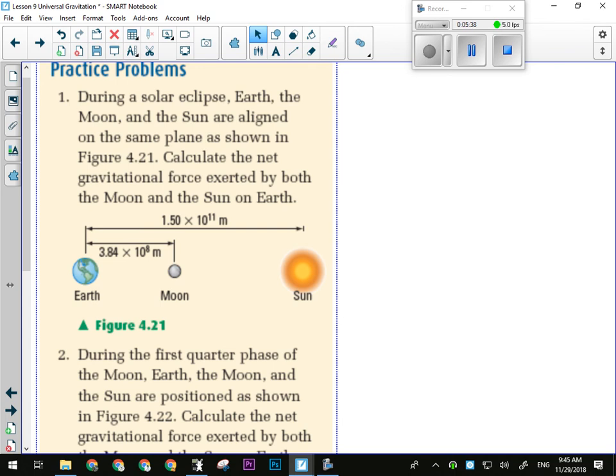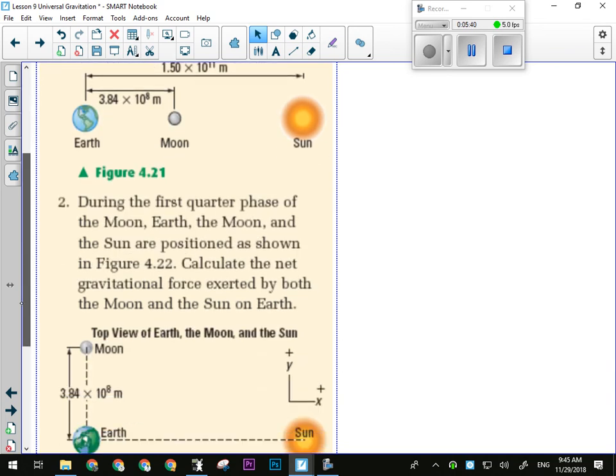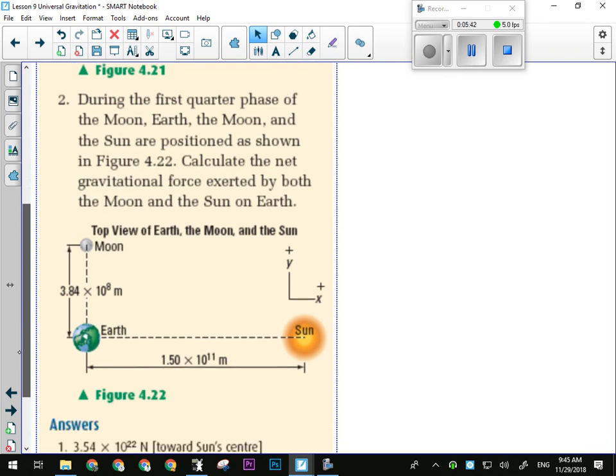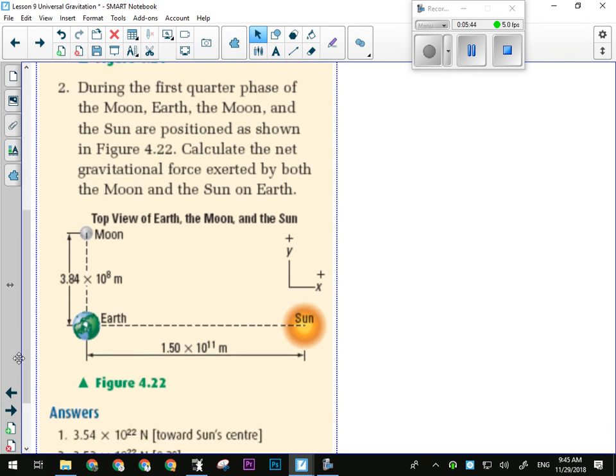On this one, here's where it gets not a whole lot trickier, but it makes you remember some vector stuff.